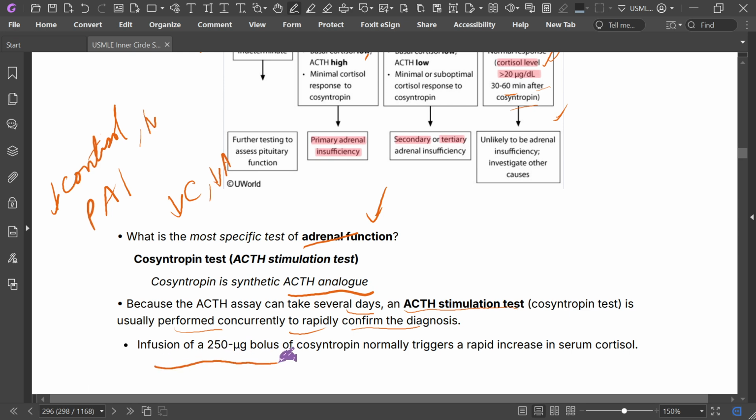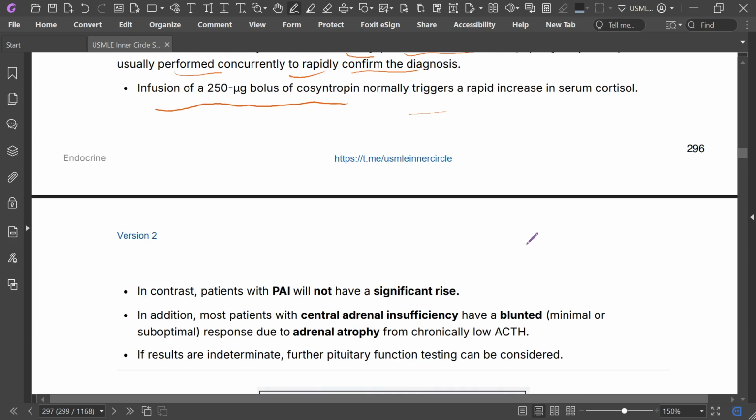Infusion of a 250 microgram bolus of cosyntropin normally triggers a rapid increase in serum cortisol. In contrast, patients with primary adrenal insufficiency will not have a significant rise. In addition, most patients with central adrenal insufficiency have a blunted response due to adrenal atrophy from chronically low ACTH. If results are indeterminate, pituitary function testing can be considered.